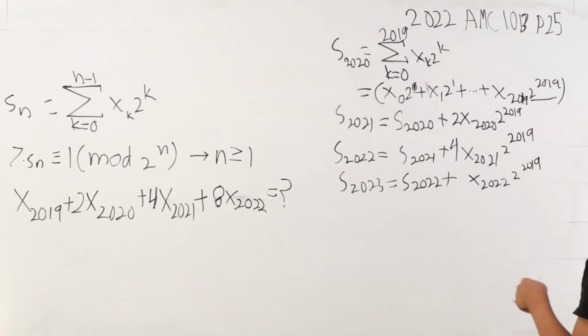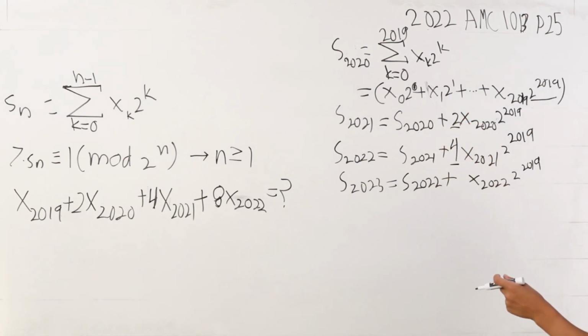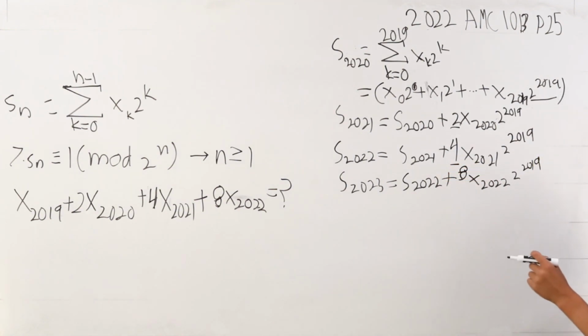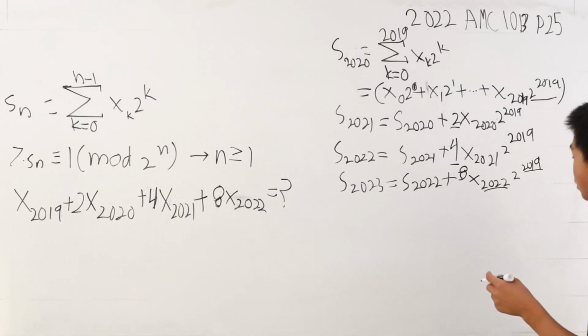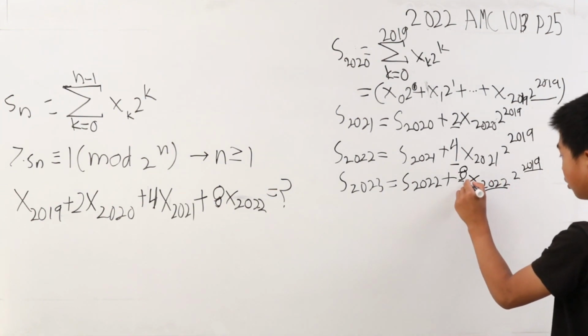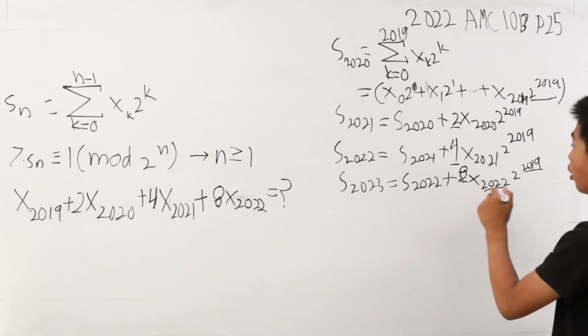Once we keep on doing this, we see a pattern emerging. This coefficient here is 2. This coefficient is 4. They're being multiplied by 2 each time, so this probably will be 8. But just to double check and clarify, this is 2022, and 2022 is 2019 plus 3. So there's 2 cubed here, and 2 cubed is 8. We have what we want here.